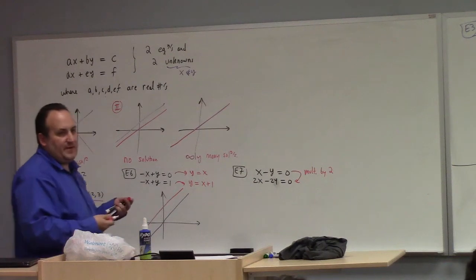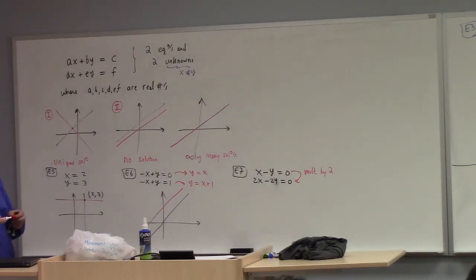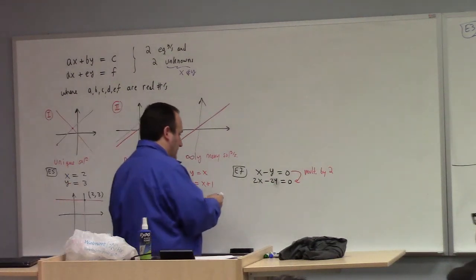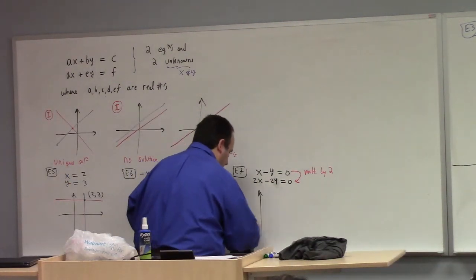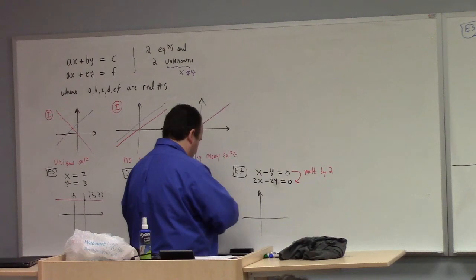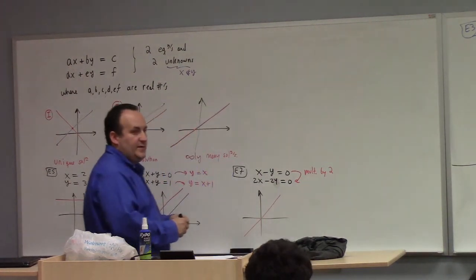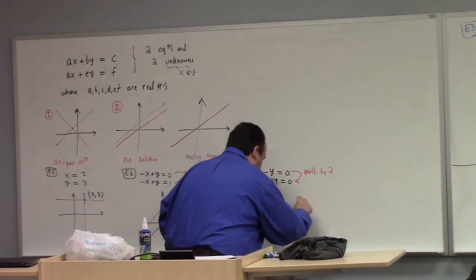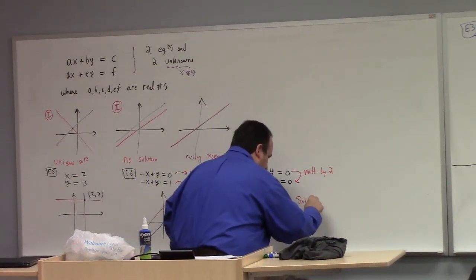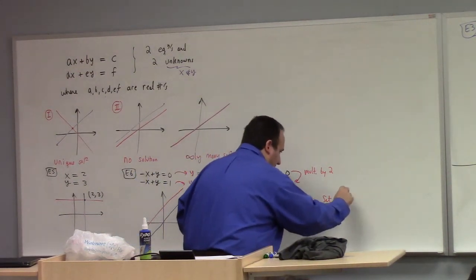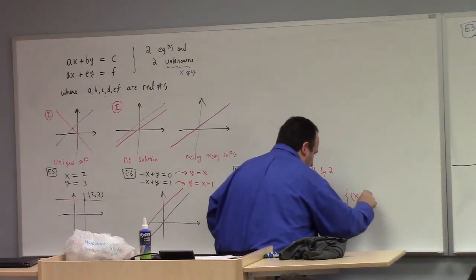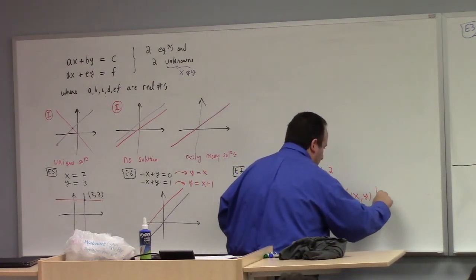So they're not really independent equations. Truth be told, it's the same equation written twice. And what's the solution? Well, graphically, it's everything on the line. This line is just y equals x, yeah? So my solution is what? This time I really do need the solution set idea. The solution set is (x, y) such that y equals x.